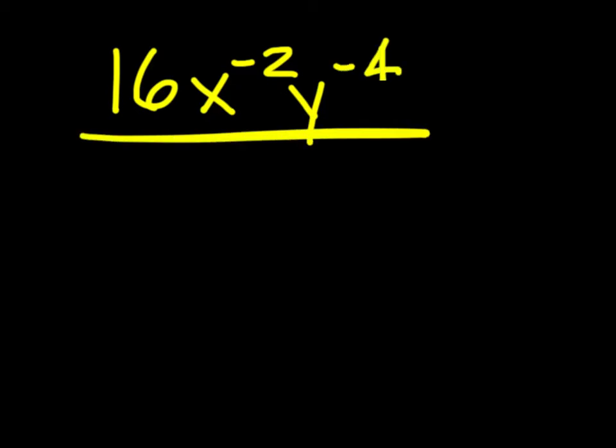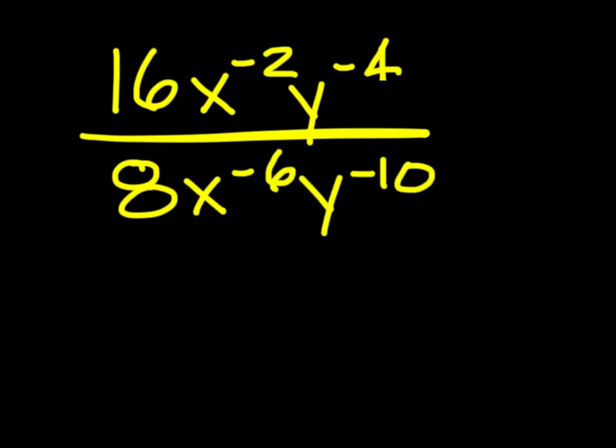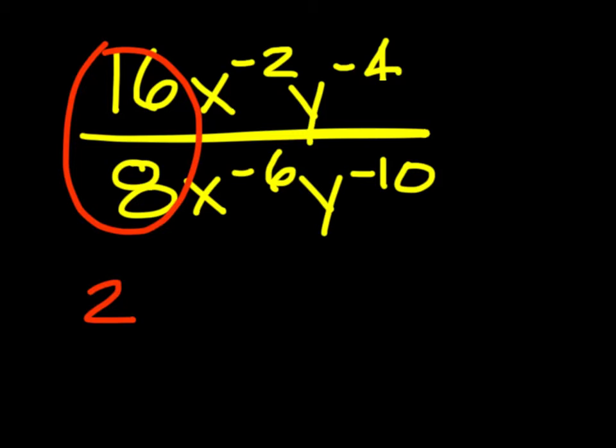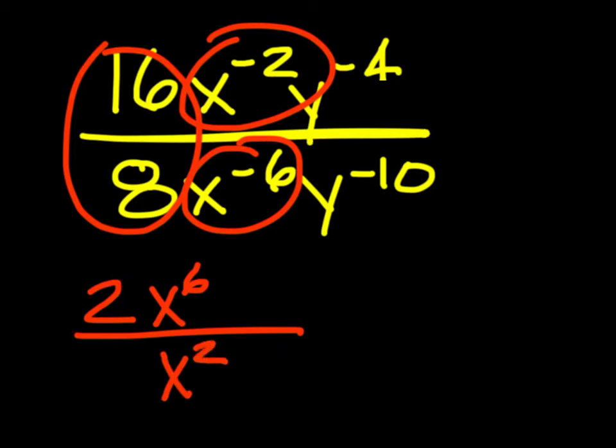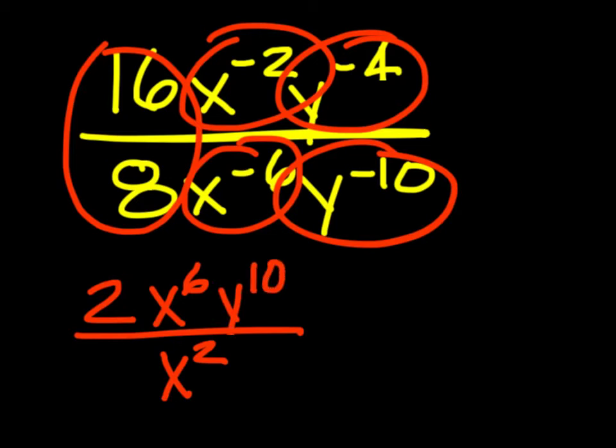Here's a practice problem. 16 x to the negative second, y to the negative fourth, over 8 x to the negative sixth, y to the negative 10th. The solution for the practice problem, start here and simplify that to 2 on the top. Now you have x to the negative second and x to the negative sixth. Those will have to trade places and then become positive exponents. They're both negative. And the same thing for the y's. You'll have y to the 10th on the top and then y to the 4th on the bottom.